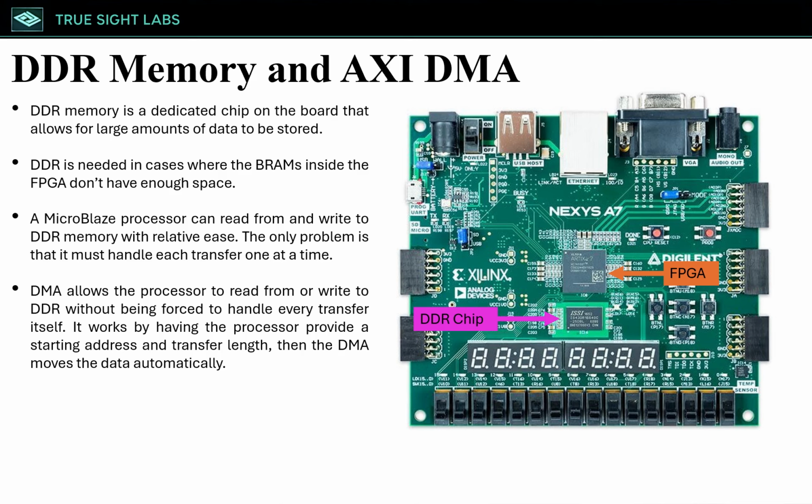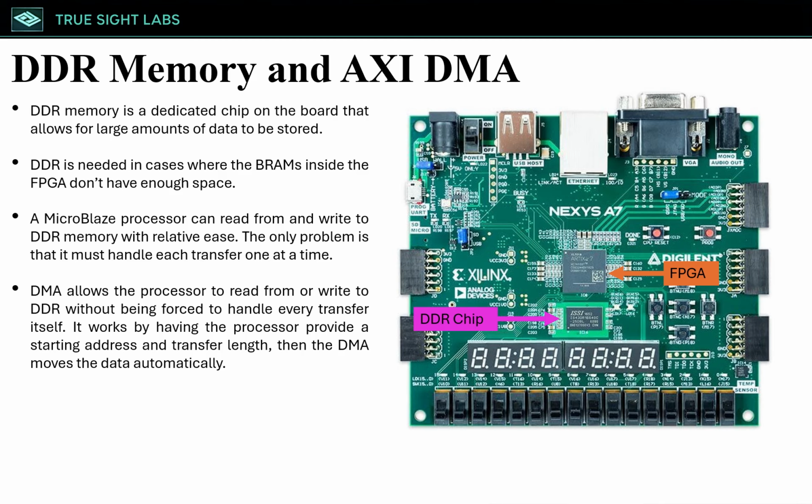DDR memory is a dedicated chip on the board that allows for large amounts of data to be stored. DDR is needed in cases where the block RAMs inside the FPGA don't have enough space. A MicroBlaze processor can read from and write to DDR memory with relative ease. The only problem is that it must handle each transfer one at a time.